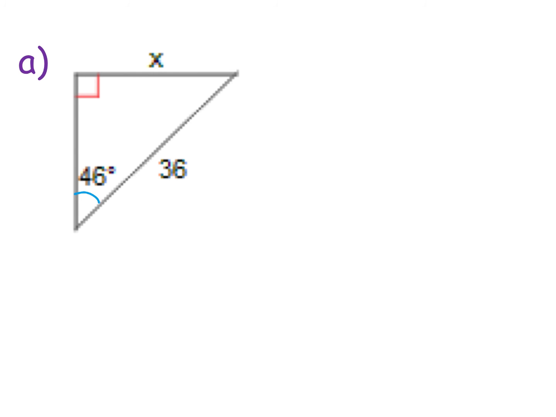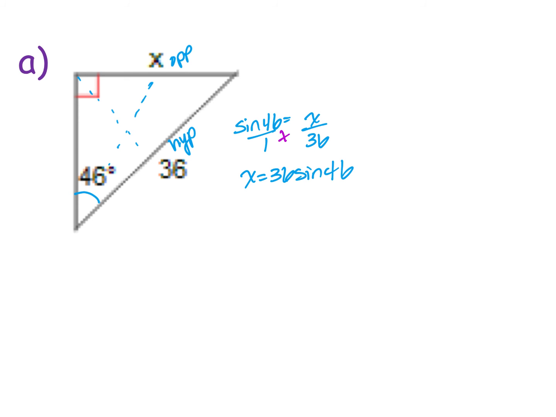Here's my angle. Here's my hypotenuse. Here's my side opposite. So sine of 46 equals x over 36. Cross multiply. X equals 36 sine of 46. So that's approximately equal to 25.9.